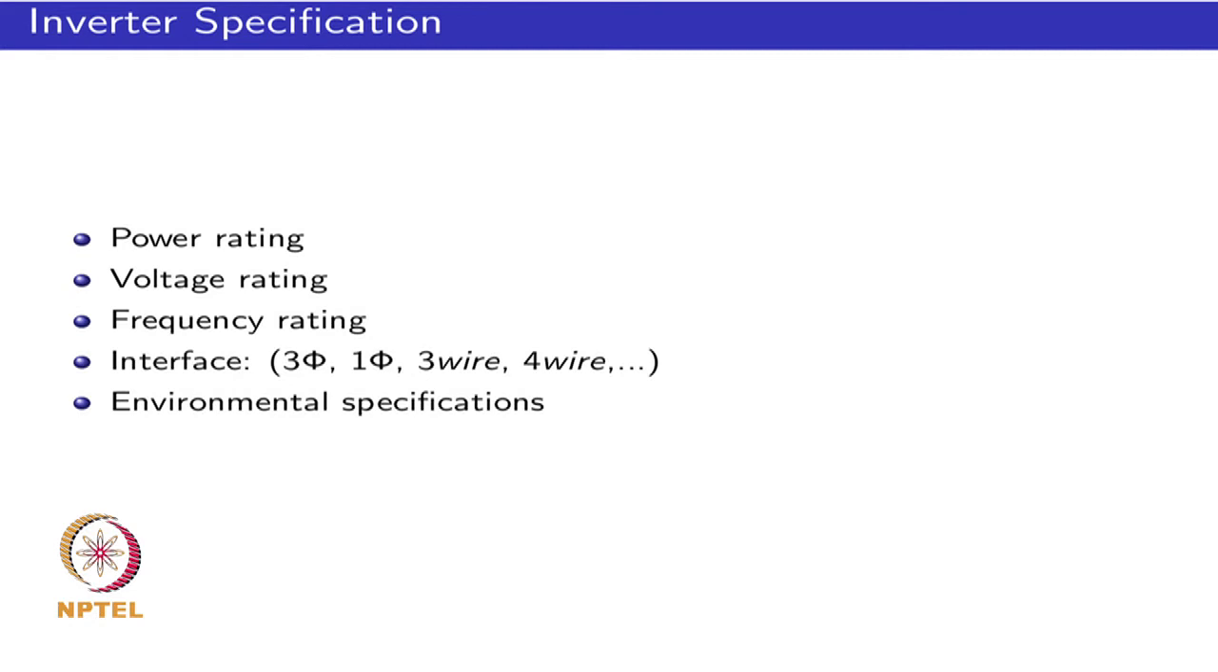So once you know the power rating, the next important quantity is the voltage rating, especially the AC voltage rating, which is what gets connected to the terminals of your power converter. Common AC voltages can be 110 volts, 220, 230 volts, 480 volts, 560, 690. There can be a range of voltages depending on different geographical locations, etc. A common voltage for a single phase system is 230 volts for us.